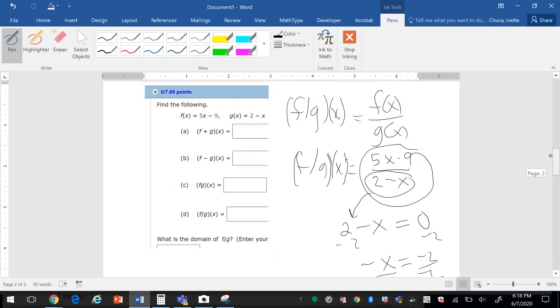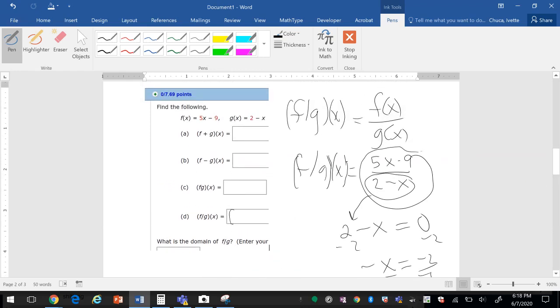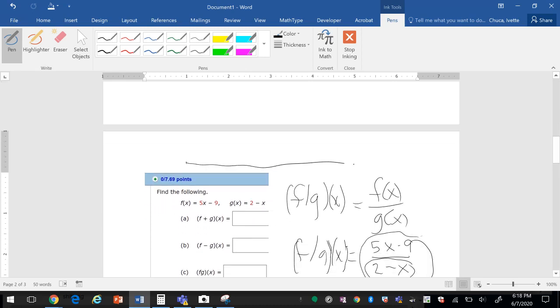So our domain is going to go from negative infinity to positive 2, union from 2 to infinity. So you have all the x values. So you can use all of these x values except for 2. So here's negative infinity, all of these numbers. You get to 2, we don't include it, so we use a parentheses. And then we start again from 2 to infinity.